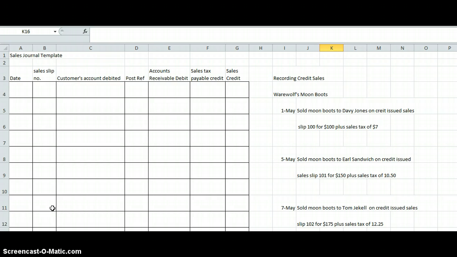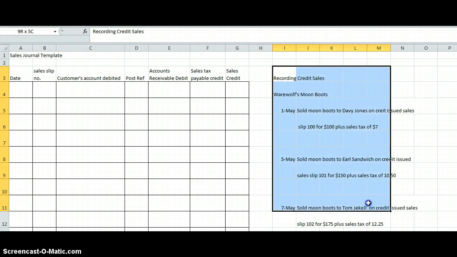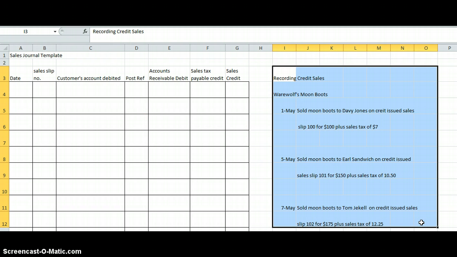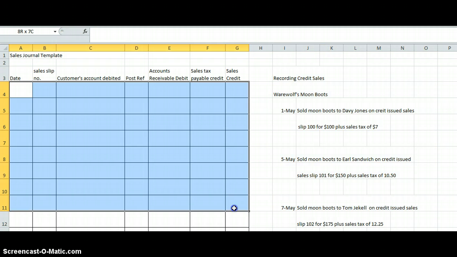So we don't have to write as much information in the sales journal as we would in the general ledger because it has specific columns. So one of the things that you eliminate are the names of the accounts. So I have some transactions over here where it says recording credit sales. And then I have my sales journal template over here.